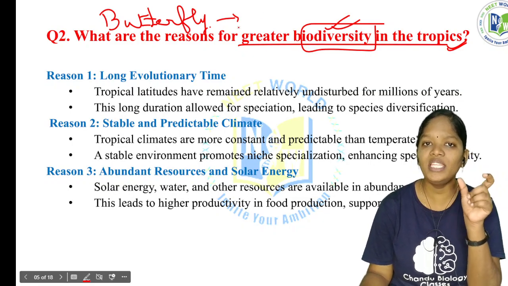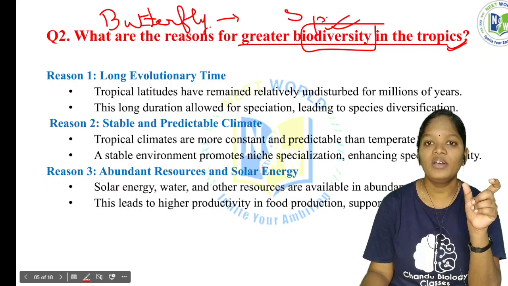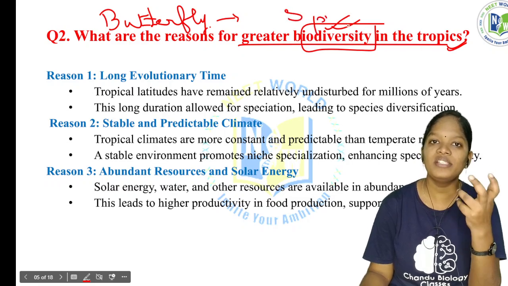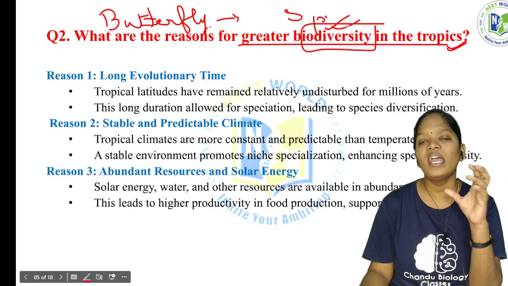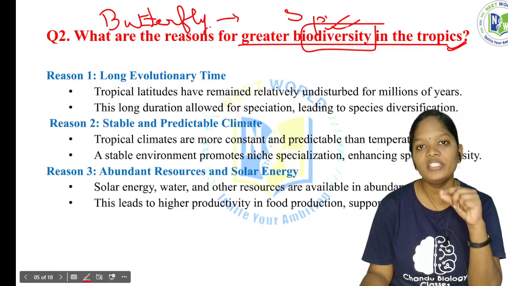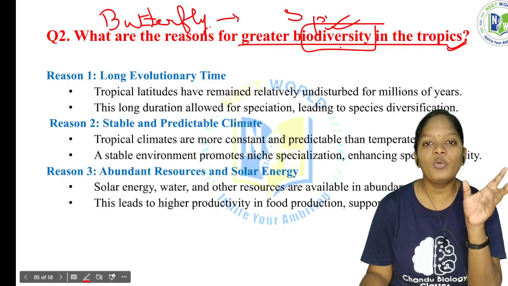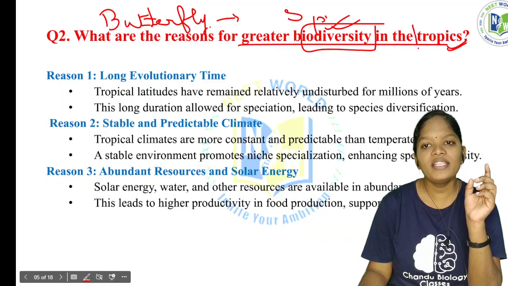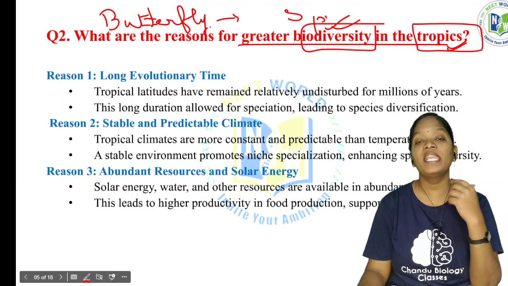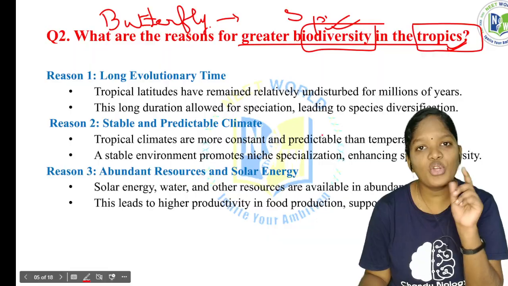I have taken only the butterfly. You can take the spider. In the insect category, in the mammals category, whatever phylum you take, you can see a variety of species in each and every group. That is what biodiversity is. Now, they are asking why there is greater biodiversity at the tropical level.